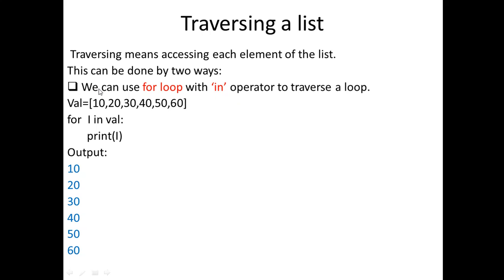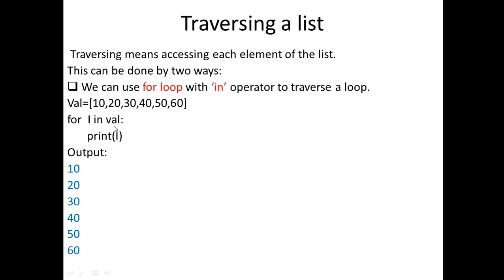The first way, we will see the for loop with the in operator to traverse. There is a list named val, and the items 10, 20, 30, 40, 50, 60 are stored. If I write for i in val, we have used the in operator with the for loop. For i in val means inside val. Val is what? One list. Then print i. The output will be 10, 20, 30, 40, 50, 60.